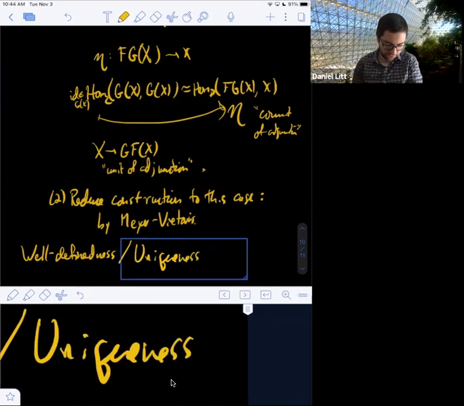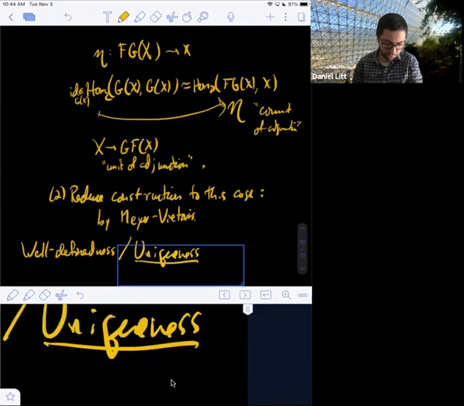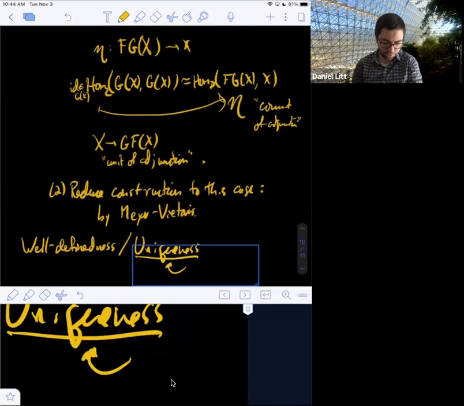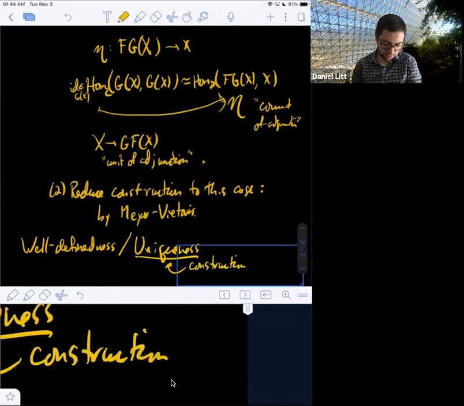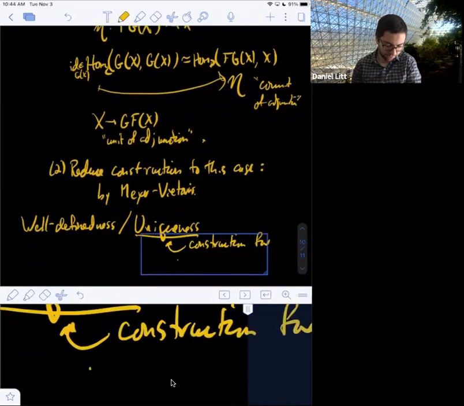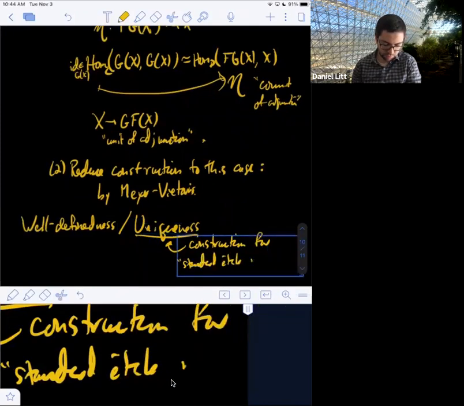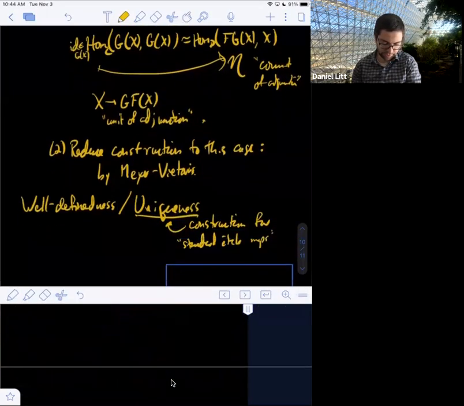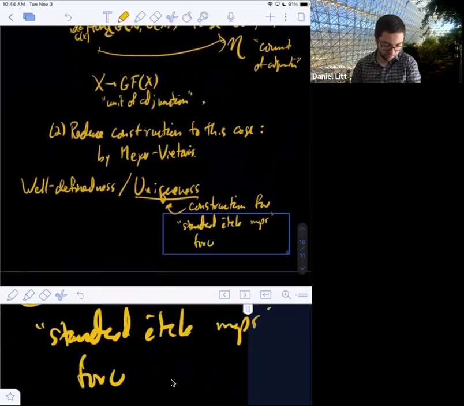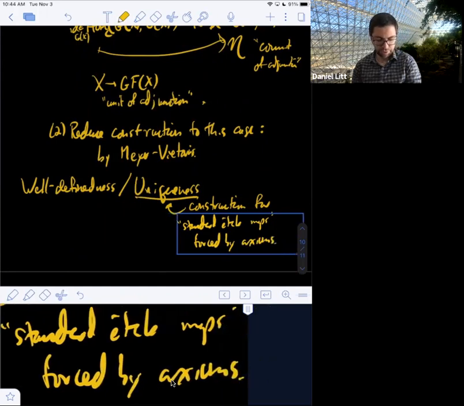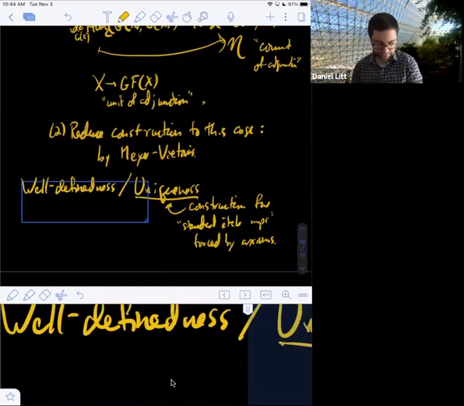Well, uniqueness is not so bad. So uniqueness: our construction earlier was forced by the axioms. So the construction for so-called standard Étale maps was just forced by the axioms. So the hard part is well-definedness.